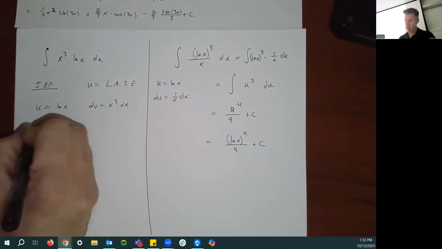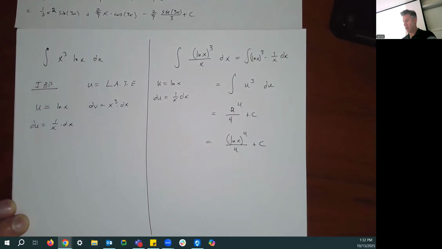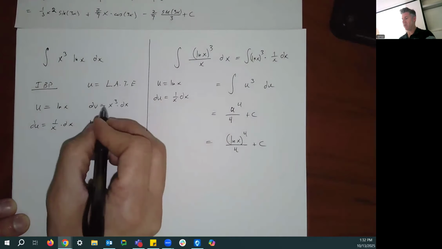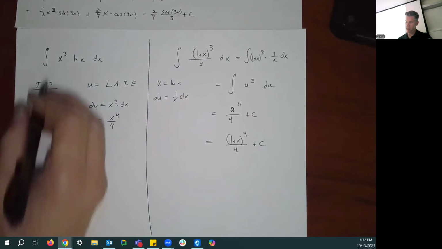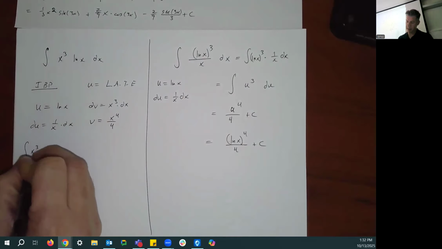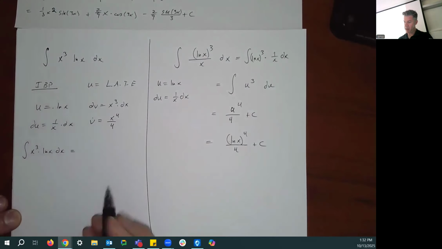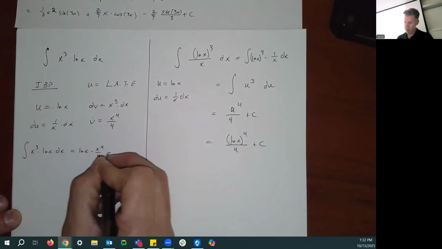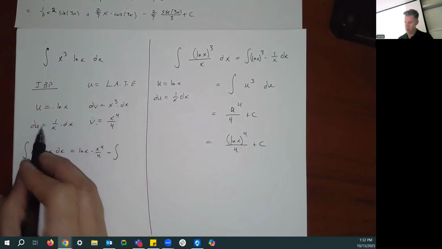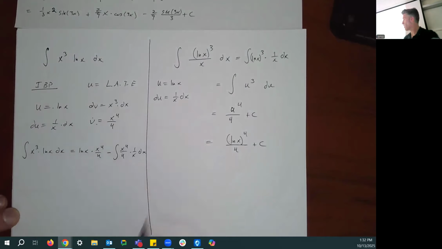Our du is the derivative of natural log of x multiplied by dx, so 1 over x times dx. And our v is the antiderivative of x cubed, which is x to the 4th over 4. And so our integral of x cubed times natural log of x dx is equal to u times v, so natural log of x times x to the 4th over 4, minus the integral of v times du, which is x to the 4th over 4 times 1 over x. Which we have to then combine.